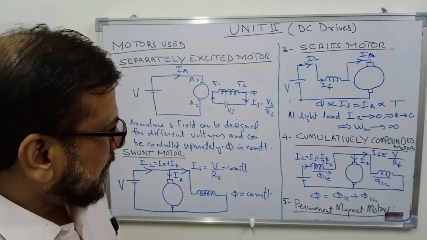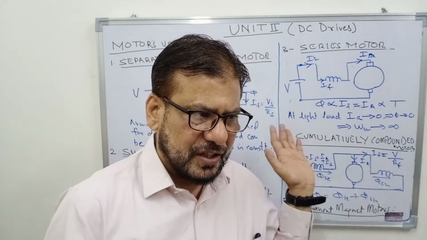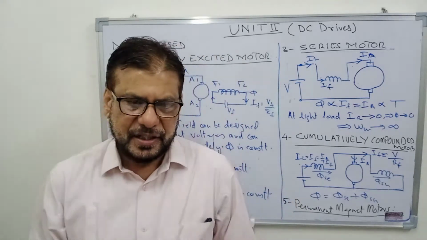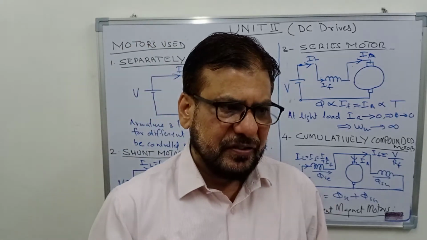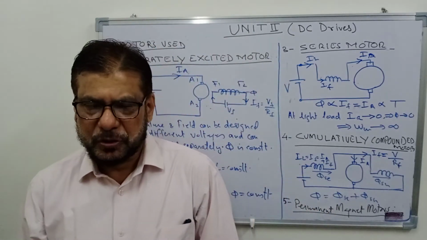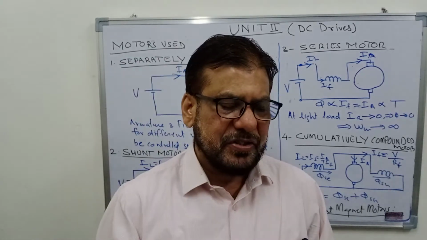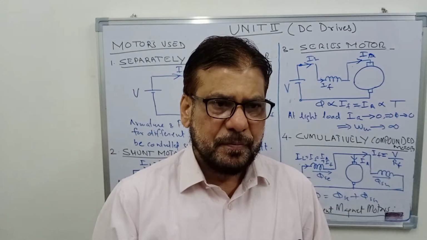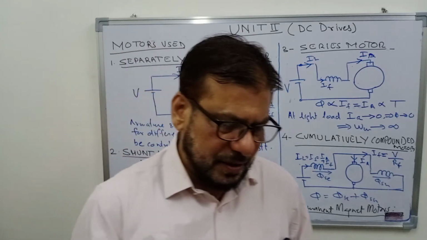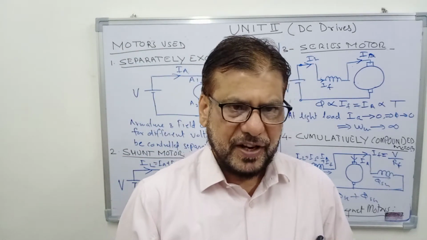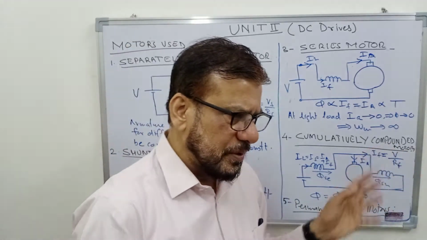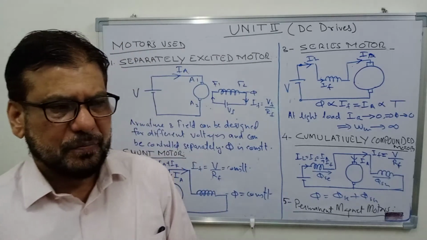So, in this unit, we shall start with the different motors which are used in DC drives, then their characteristics, and then I will discuss starting of DC motors, braking of DC motors, then various conventional methods of speed control of DC motor, and then we shall finally discuss the rectifier control DC drive and chopper control DC drives. So these will be covered in this unit number 2.